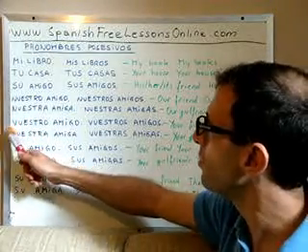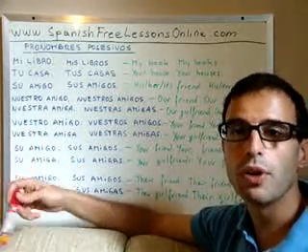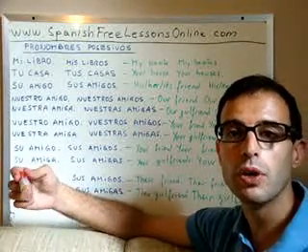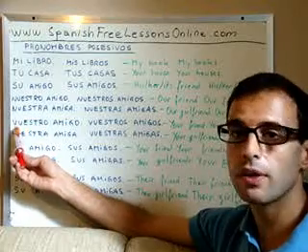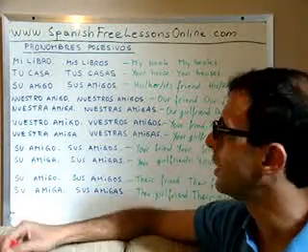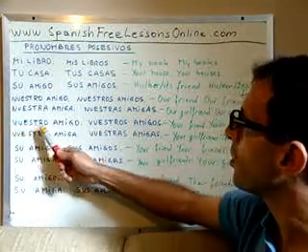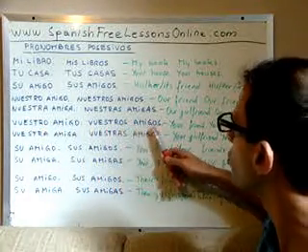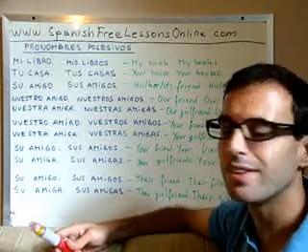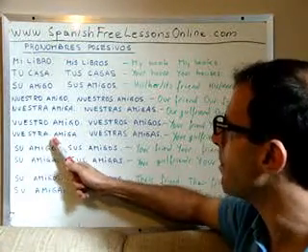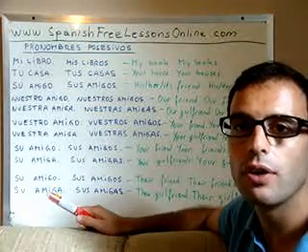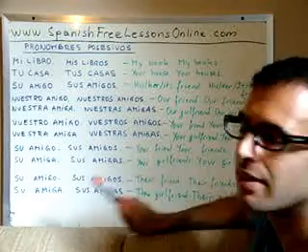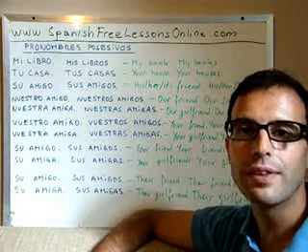Same thing if we use the your plural, right? You plural, the possessive pronoun would be your. If we use a form that is used in Spain, vosotros, it would be like this: vuestro amigo, your friend. Vuestros amigos, your friends. Vuestra amiga, your girlfriend. Vuestras amigas, your girlfriends, plural.